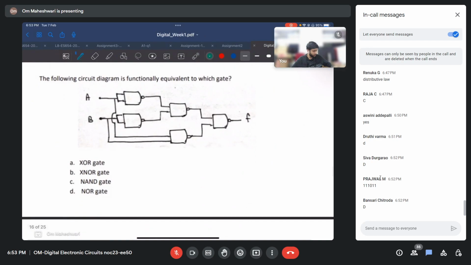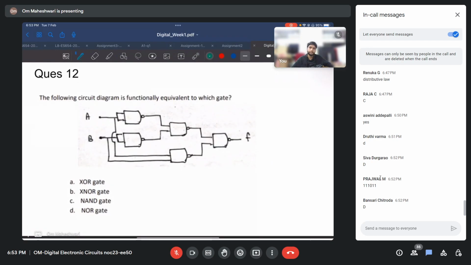Let us see the next question. The following circuit diagram is functionally equivalent to which gate? So I'll wait for you to answer.